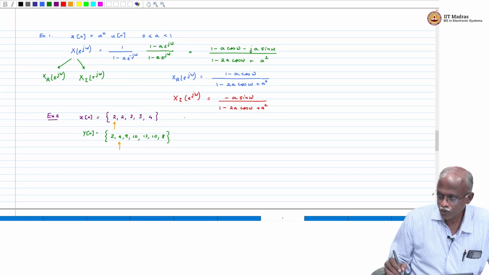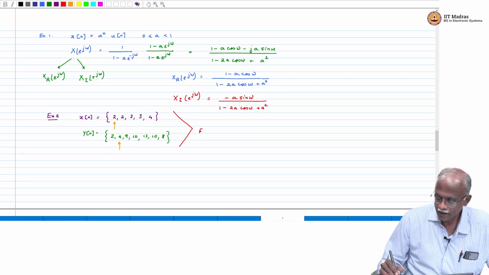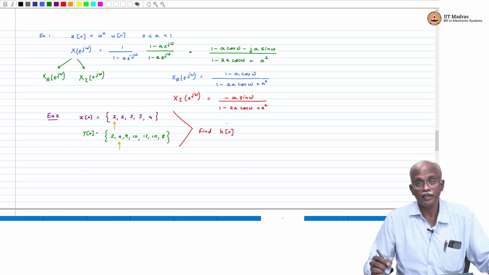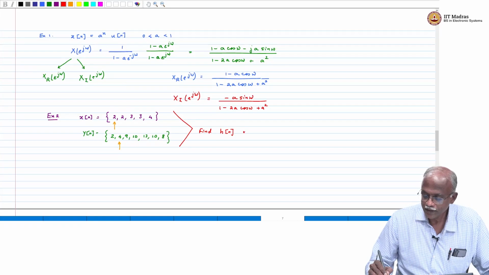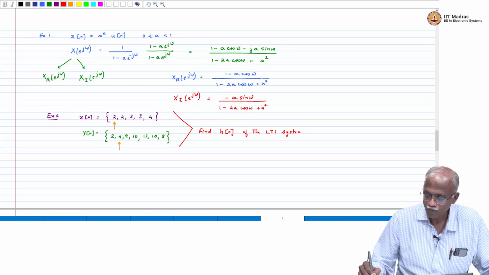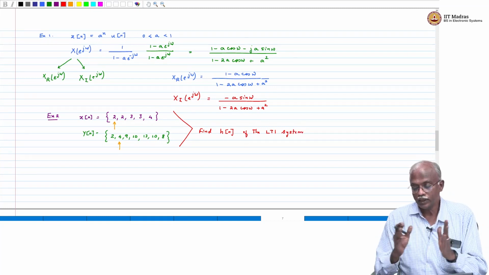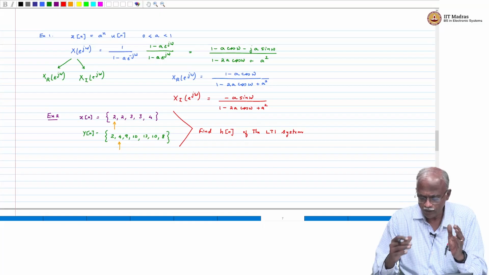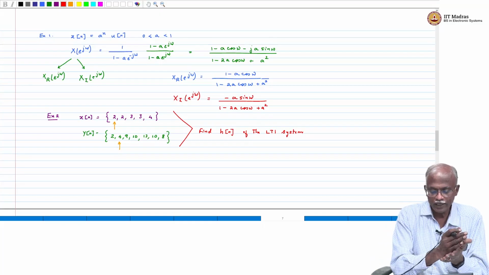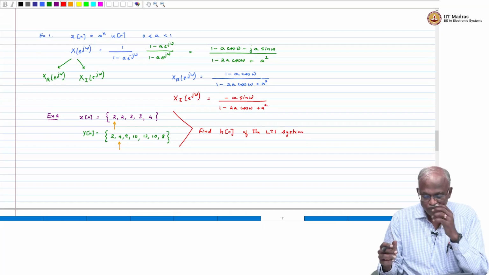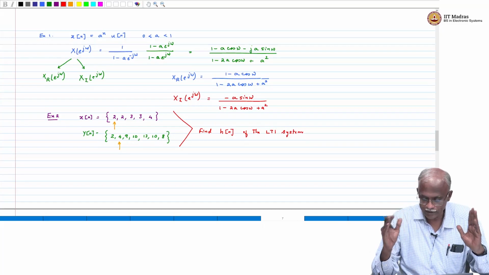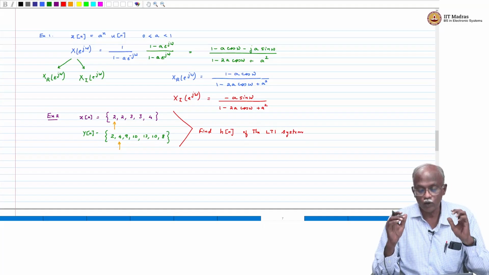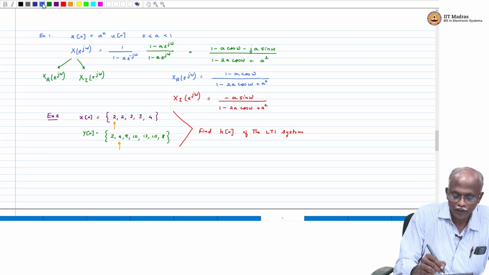We are asked to find the impulse response of the LTI system which gives this input output relationship. Find h of n of the LTI system. Now, you can of course start writing down the input output relationship, what is y0, y1, y2 and so on. But just look at the input and the output and answer the following question.